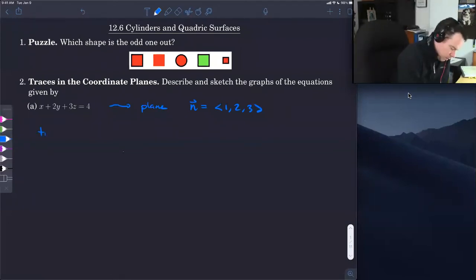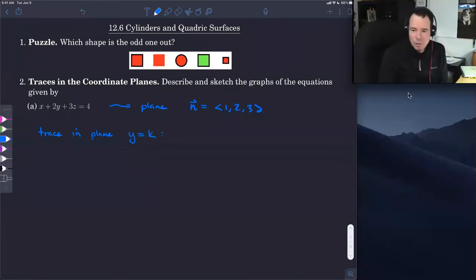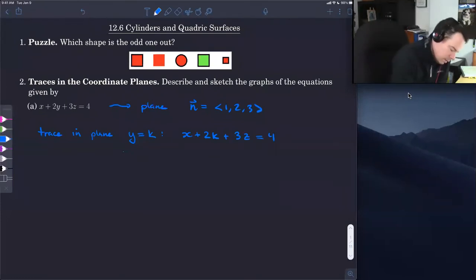So if I want to look at the trace in the plane, let's say y is equal to k, what that means is I'm going to imagine the surface drawn in space, and I'm going to cut it through the plane y equals k. And if I do that, then what I get is x plus 2k plus 3z is equal to 4. And now that's just going to be a curve in this plane. So x and z are our variables, and so we can see what that is.